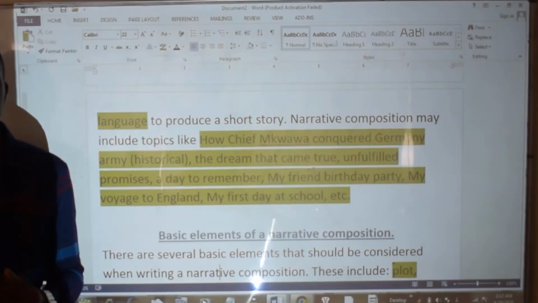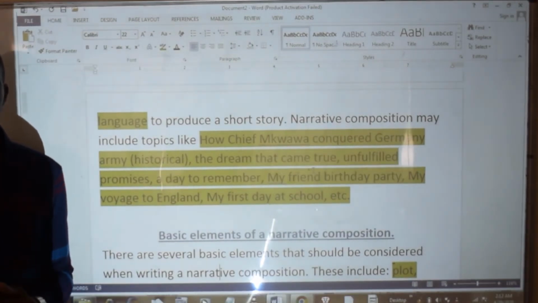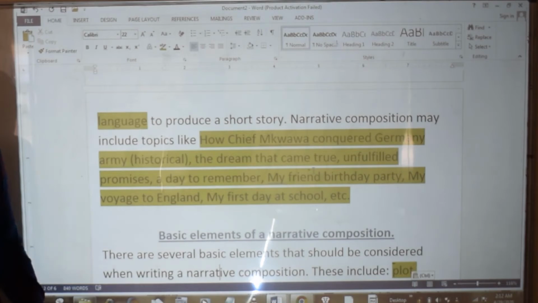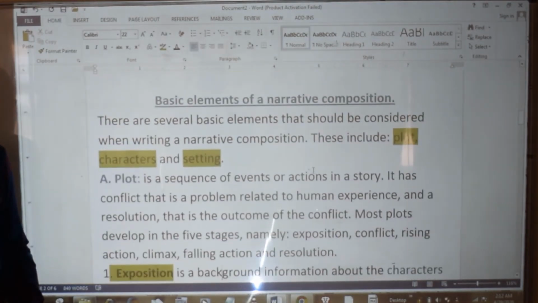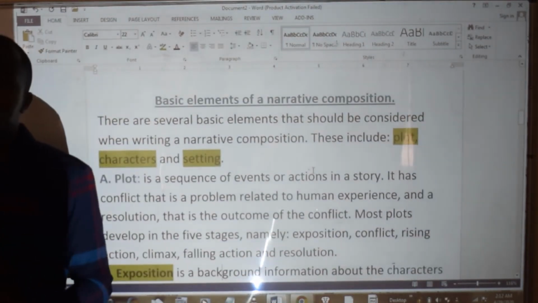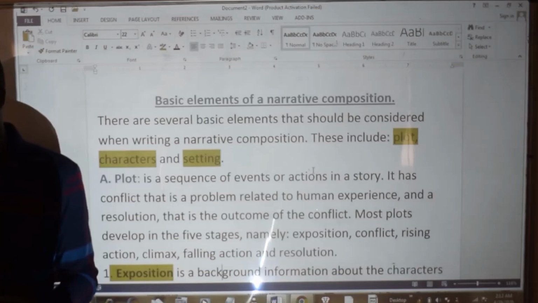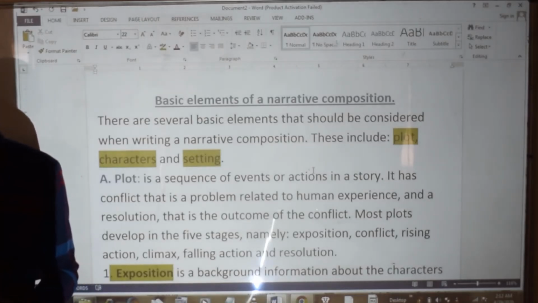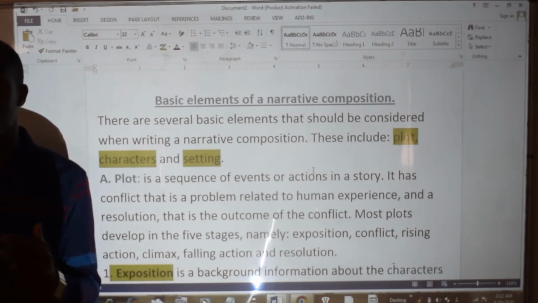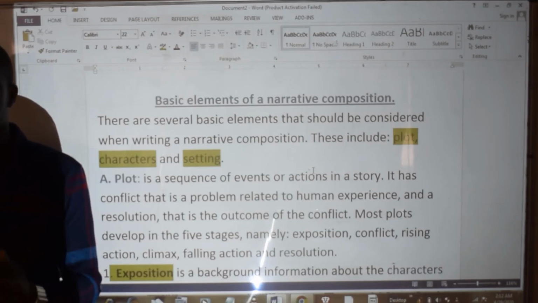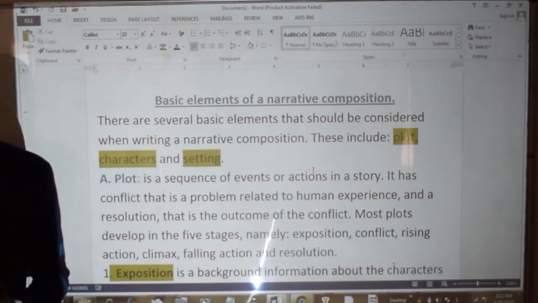In order to write a good narrative composition, you should include the following elements. Now, the following are the basic elements for any narrative composition or essay. There are several basic elements that should be considered when writing a narrative composition. These include plot, characters, and setting. You should have three important elements: plot, characters, and the setting.